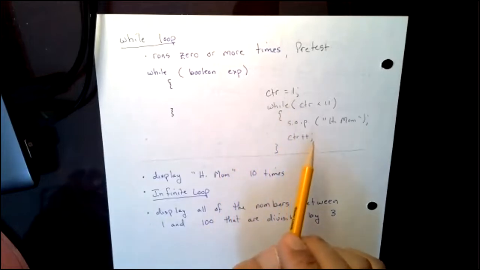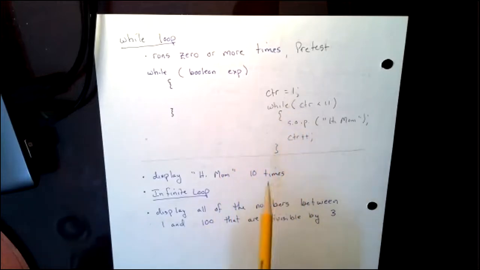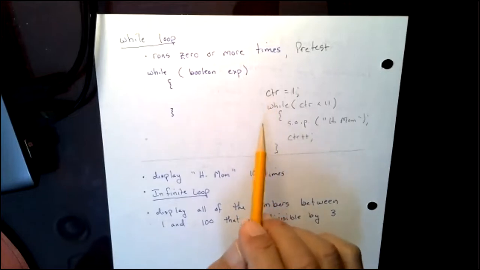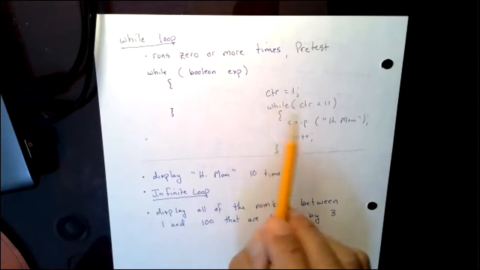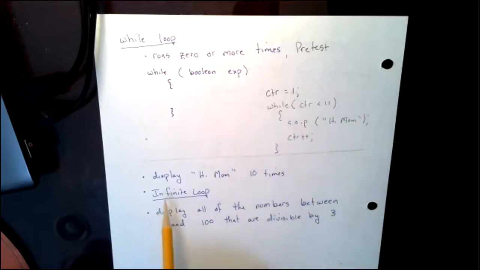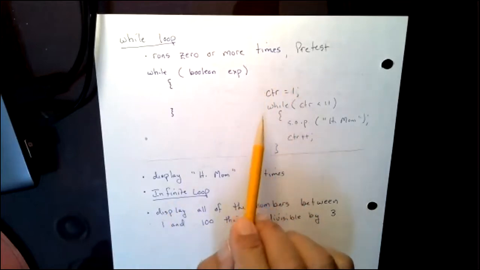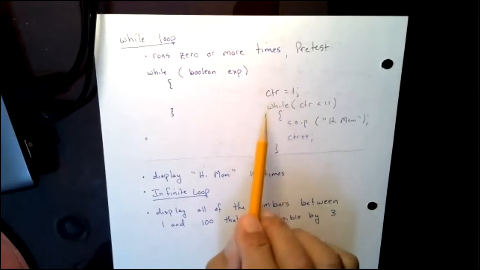Now, what if I skipped counter plus plus? It'd run forever, right? And that's the term infinite loop. That is a runtime error. You know, we had three basic types of errors. This one is a runtime error. It goes on and on and on. Okay, so again, this displays hi mom 10 times.